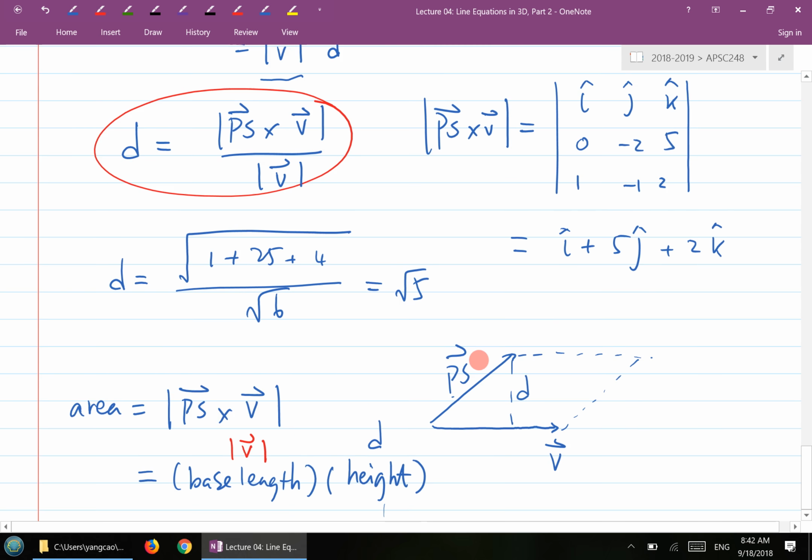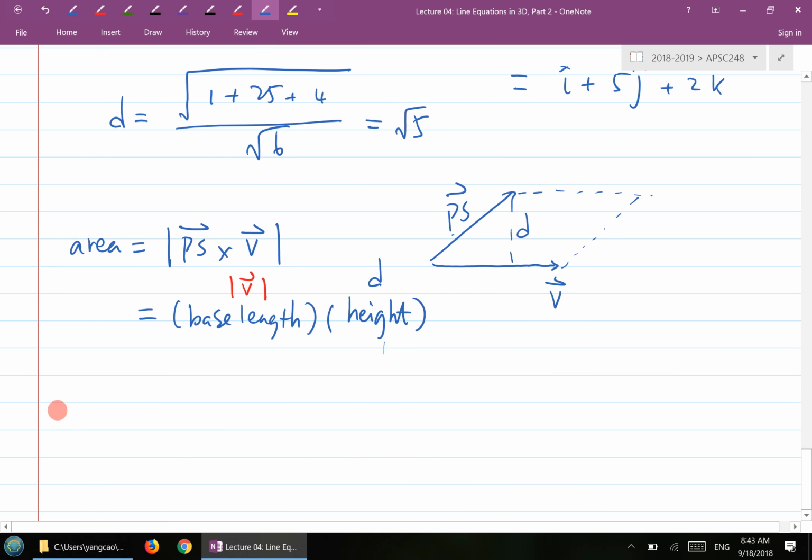So basically this formula says the height equals the area divided by the base length. That completely gives a different meaning, rather than just a cross product. Is that clear? So that's another approach. There is one more approach which I wanted to give to you, but without doing the calculation.